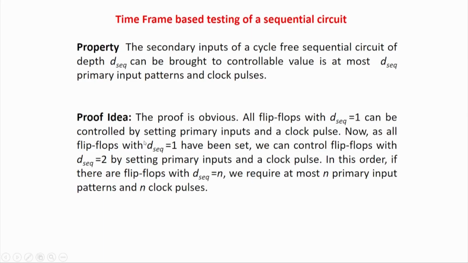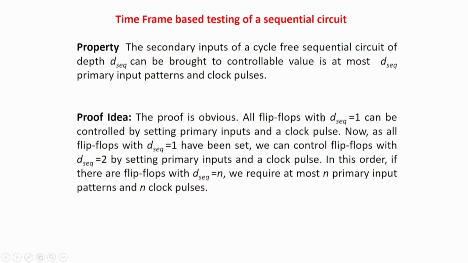So, you require D sequence minus 1 plus 1 patterns to actually control that flip flop. That is something like first you control the primary inputs, then you control level 1, level 2 and keep on doing it. So, you reach the level D sequence. That is quite obvious, I have shown you from the figure, and the proof is also basically obvious.